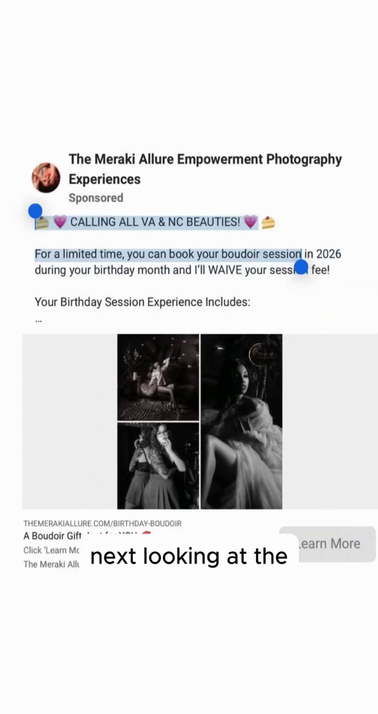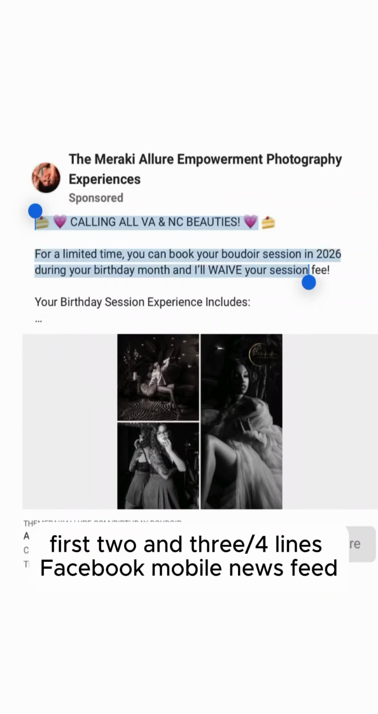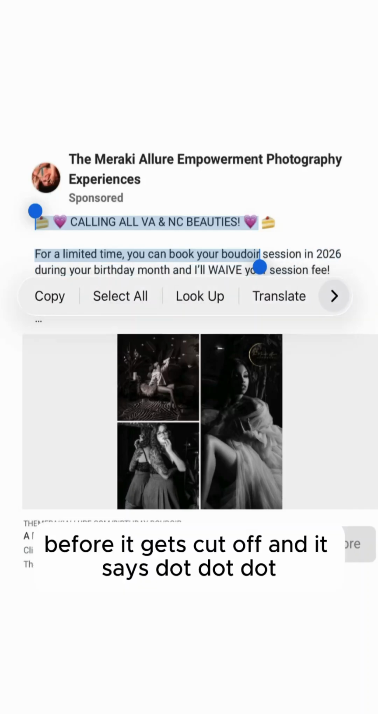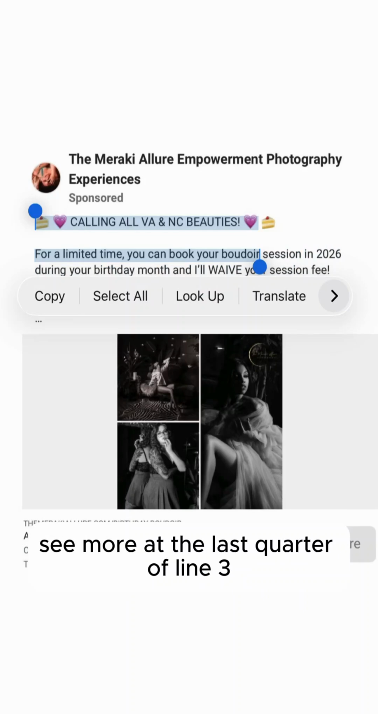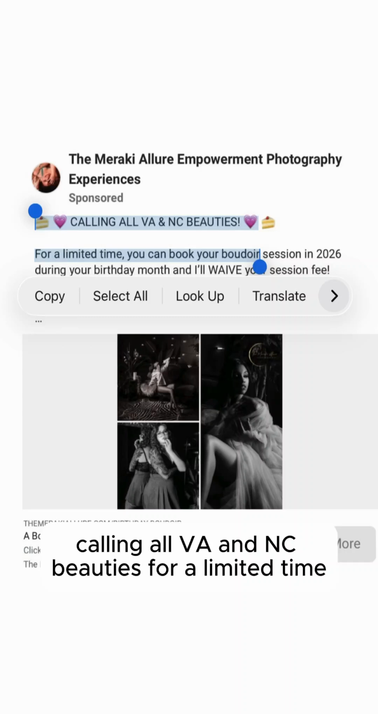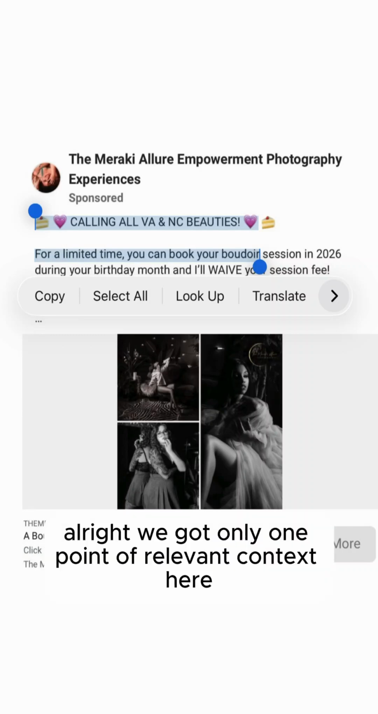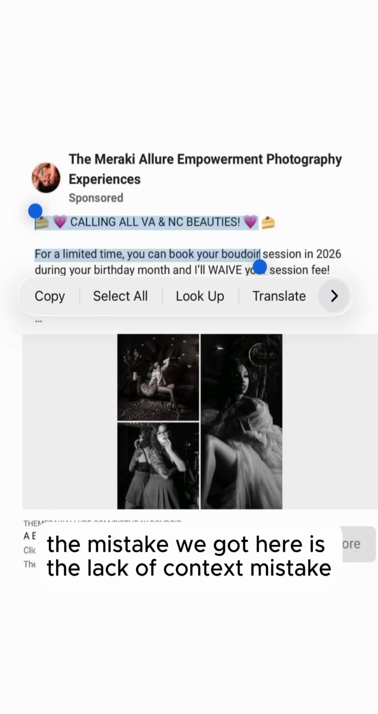Next, looking at the see more headline, first 2 3/4 lines on the Facebook mobile news feed before it gets cut off, and it says see more at the last quarter of line 3. Calling all VA and NC beauties. For a limited time, you can book your boudoir. All right, we got only one point of relevant context here. So the mistake we got here is the lack of context mistake.